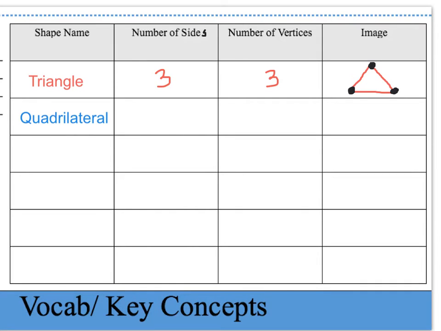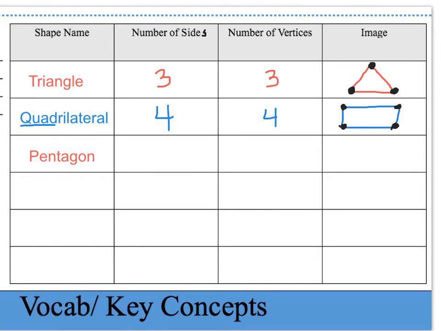The next shape is a quadrilateral, and a quadrilateral is any shape that has 4 sides, because the word quad means 4. So a 4-sided shape. A quadrilateral has 4 sides, and it also has 4 vertices. So let's go ahead and draw a picture of it. Here's an image of a quadrilateral because it has 4 sides. Here's one vertex, the second vertex, third, and fourth vertex.